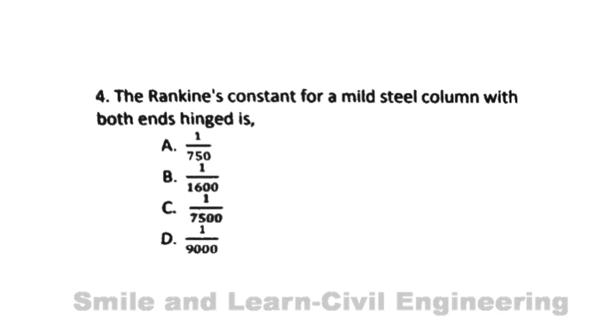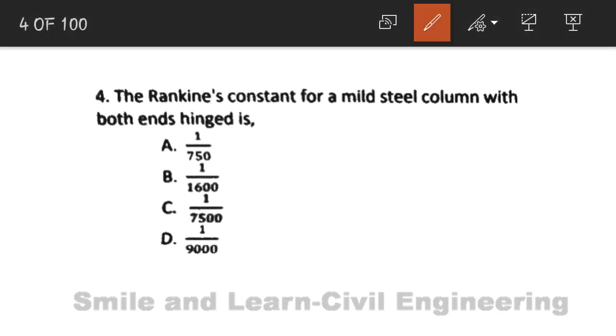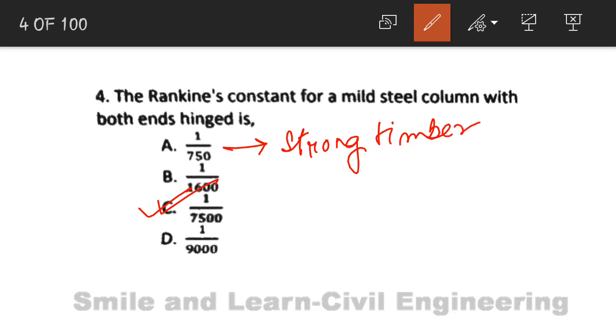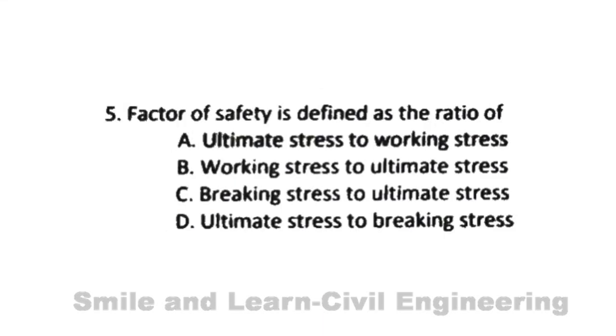Rankine's constant for mild steel column with both ends hinged. Correct answer is option C, 1 by 7500. 1 by 750 is for strong timber. Okay, 1 by 1600 is for cast iron and 1 by 9000 is for wrought iron. Okay, so option C will be correct answer.